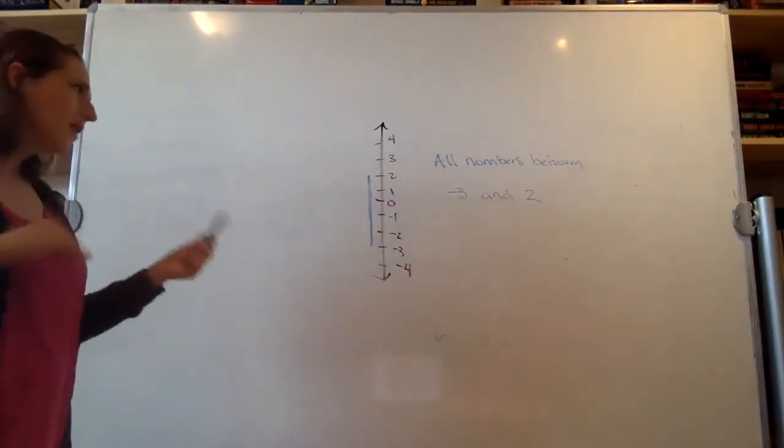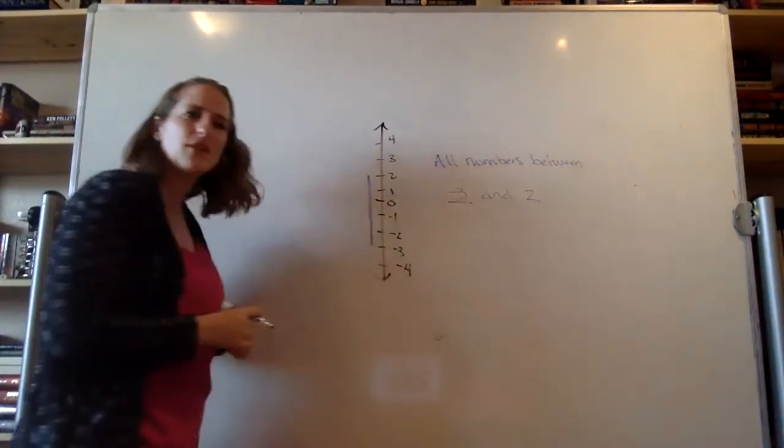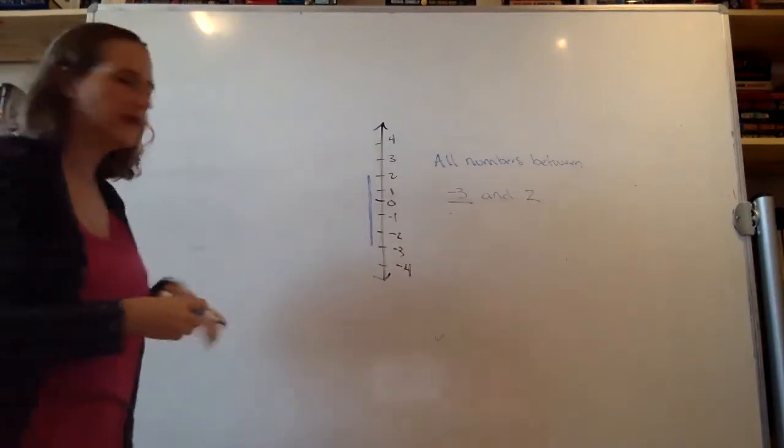Now, a couple of things to think about. Do I want to include -3? Is -3 part of this set, or is it just the boundary of this set?